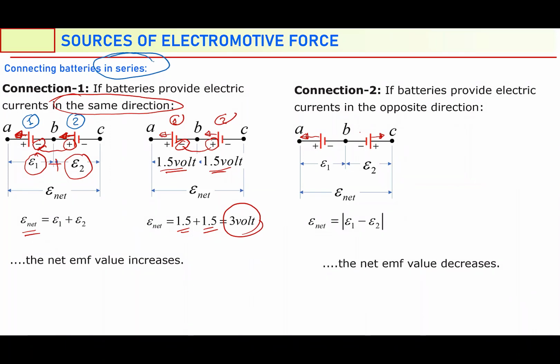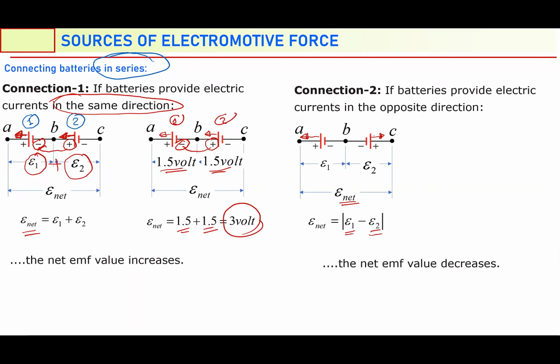If electric currents provided by the batteries are opposite in direction, in this case you should subtract EMF values. So net EMF value is going to be E1 minus E2. Yani, net EMF value decreases in this combination. This combination is not used in our life so many times, but when we are studying chapter 6, I'm going to talk about this. You should know about this combination for understanding one of the titles in chapter 6, section 2, which is known as back EMF.